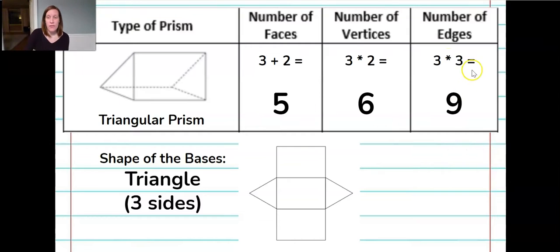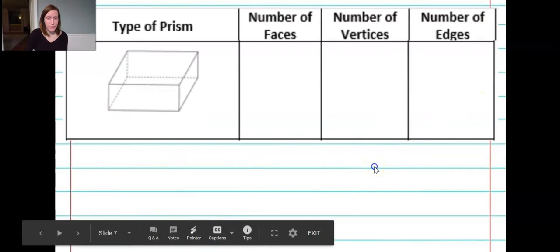So make sure you have everything in the chart written down, including the equations up here that tell you the number of faces, vertices, and edges. And then we're going to move on to our next shape.